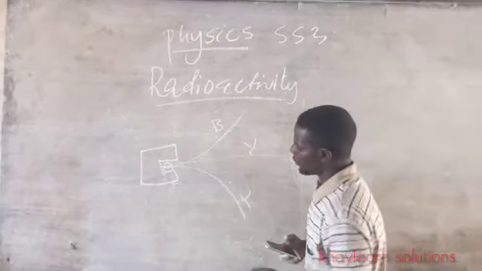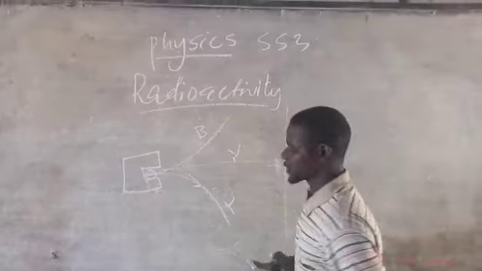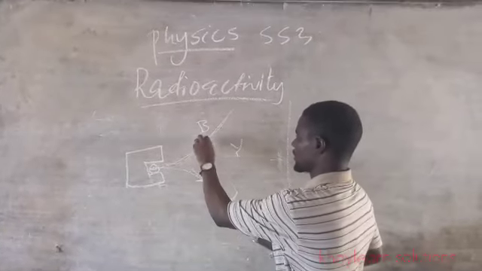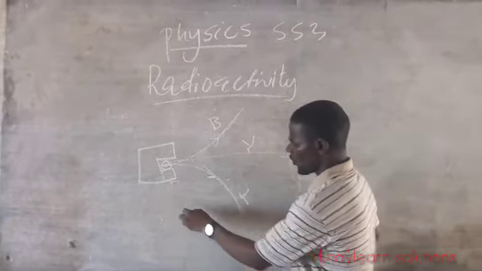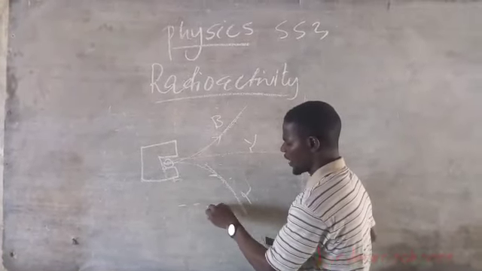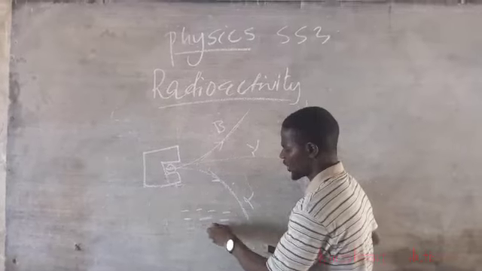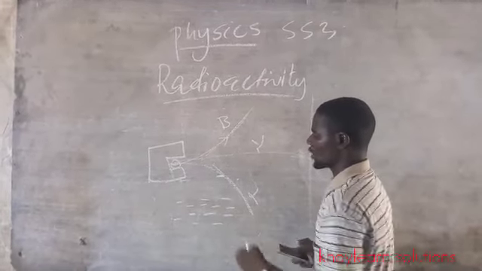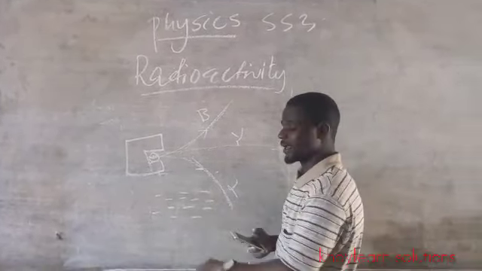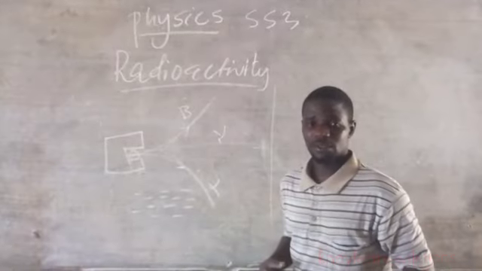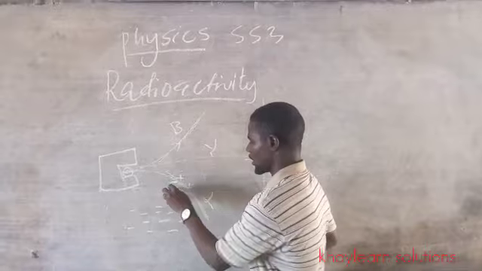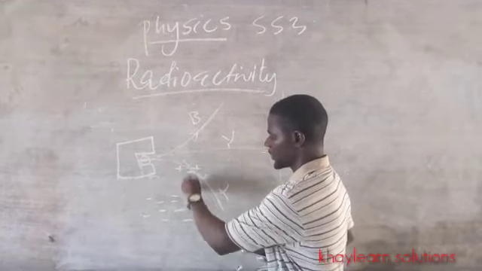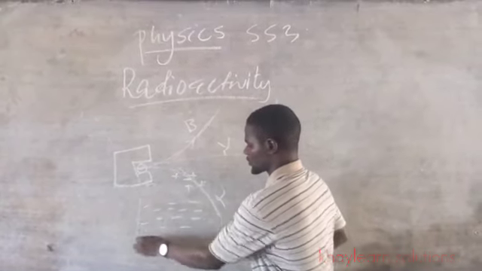Now, why is the alpha particle deflected downward and the beta particle deflected upward? The reason is that when there is a negative charge back here, the alpha particle, being positive, will definitely be attracted by the negative plate. So alpha is positively charged, and it will deflect toward the negative conductor.